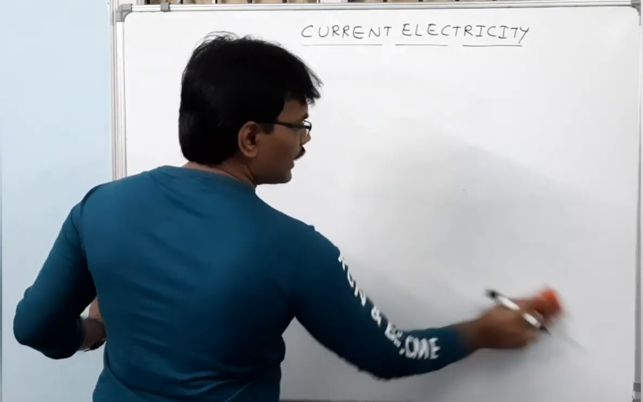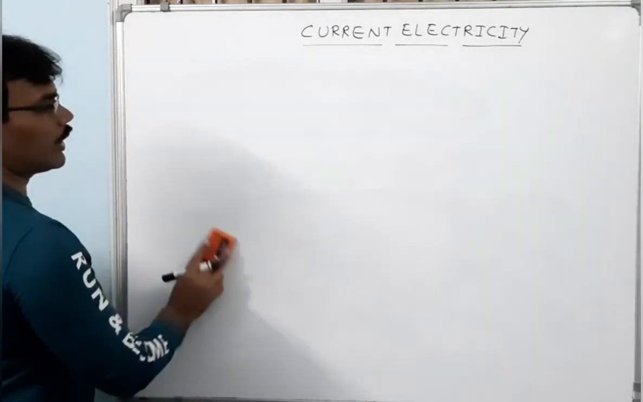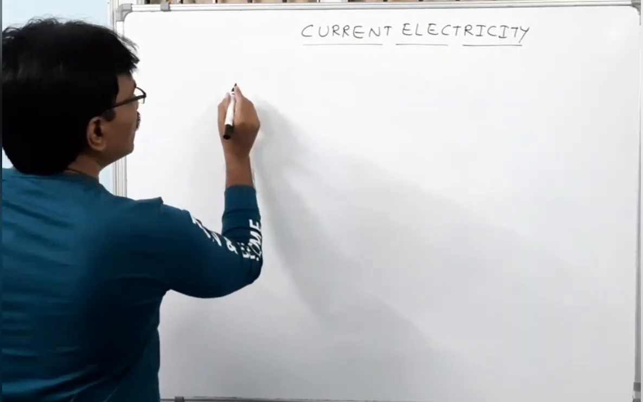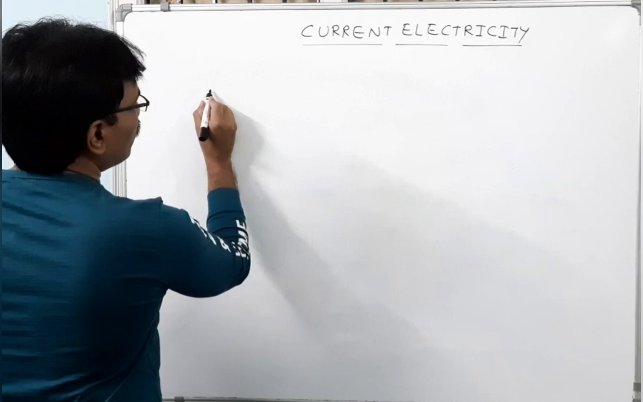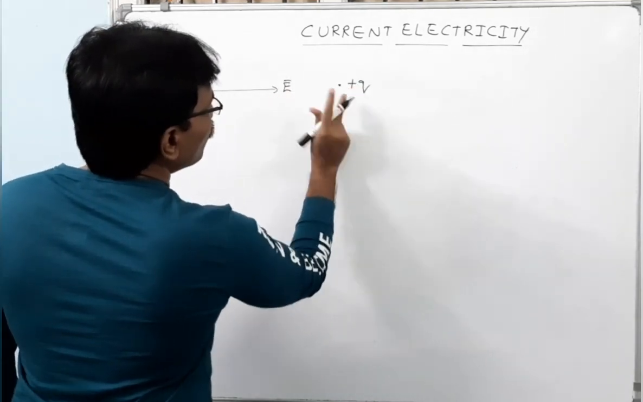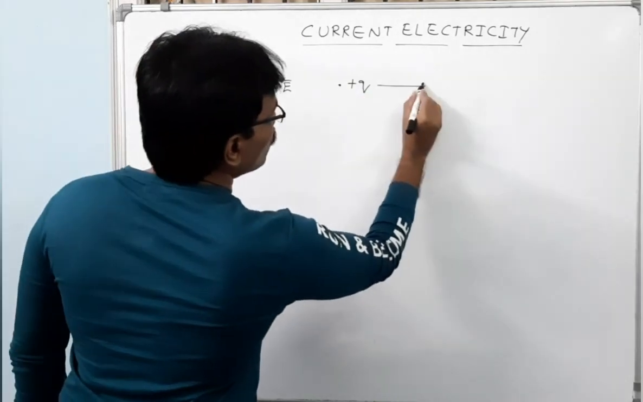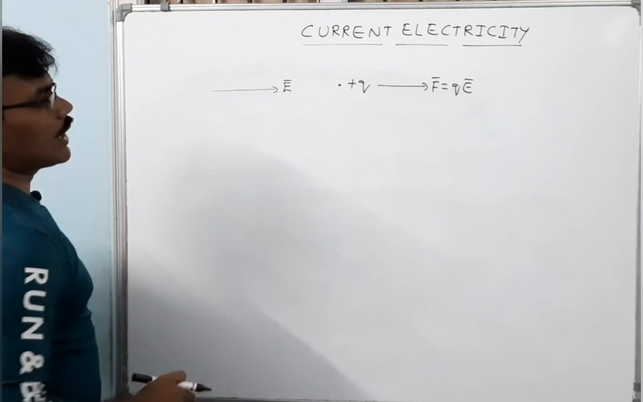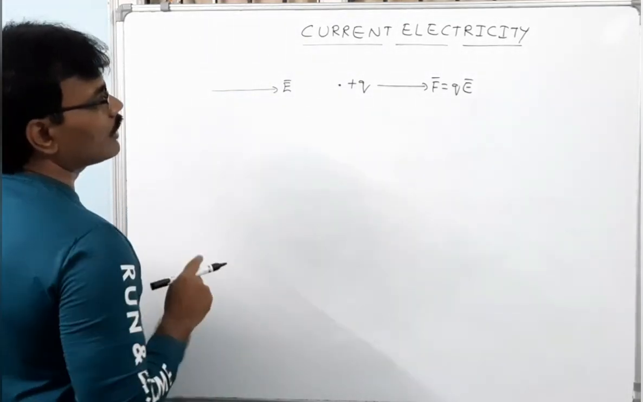So next one is the direction of current. How do we find the direction of current? Before that, let us see first: when we apply an electric field, as we studied in the first chapter, on a positive charge, the force will be in the same direction as the field, and that is given by qE. The force on a positive charge in an electric field is in the direction of the electric field.